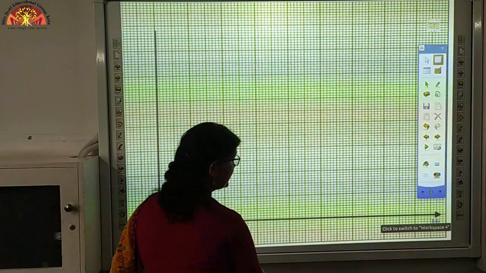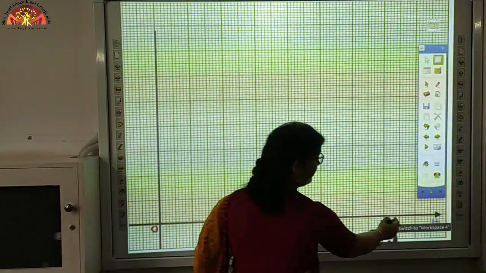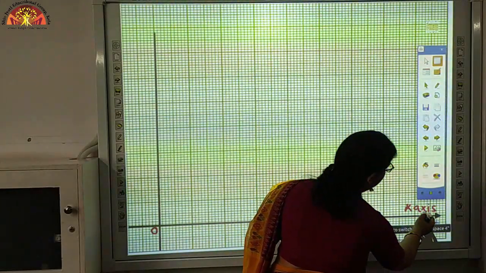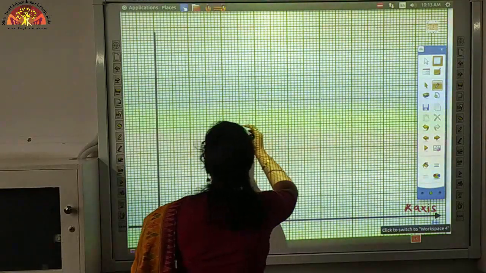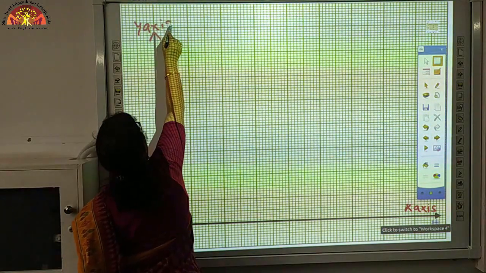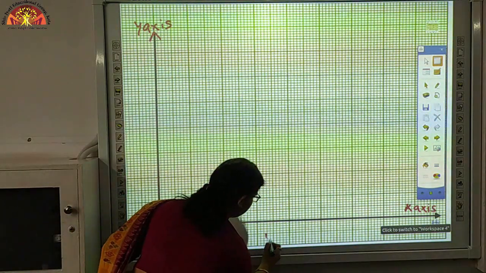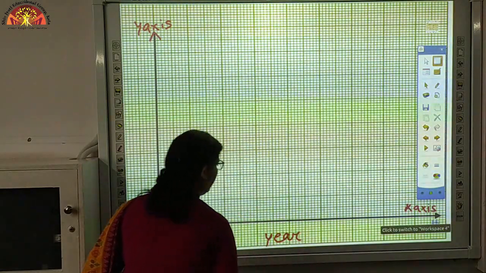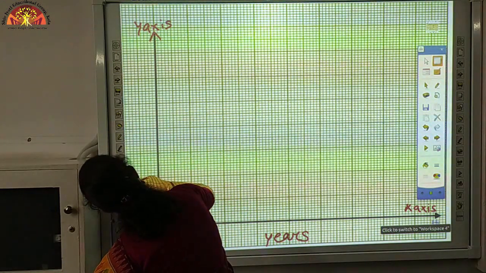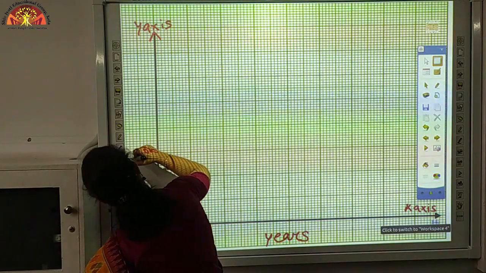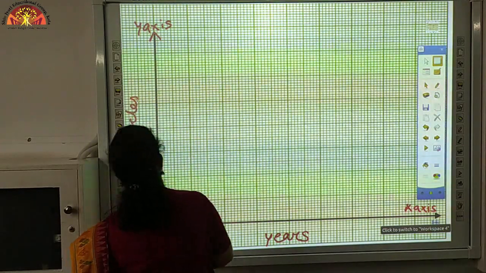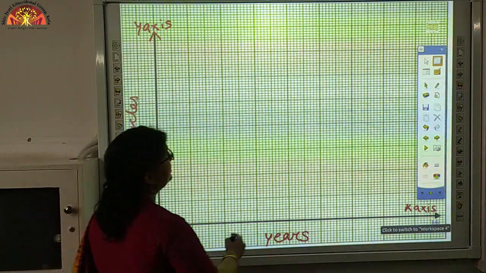Now in the x axis, this is the x axis. The horizontal line shows the x axis, and the vertical line shows the y axis. On the x axis we write years, and on the y axis we write number of bicycles manufactured.